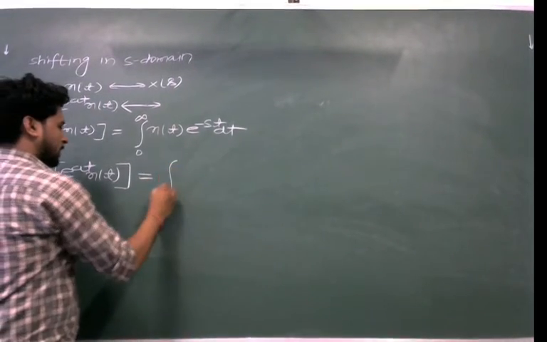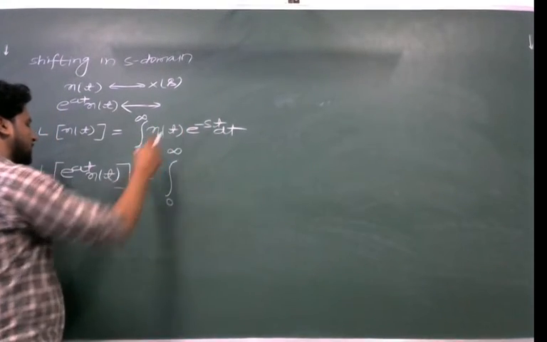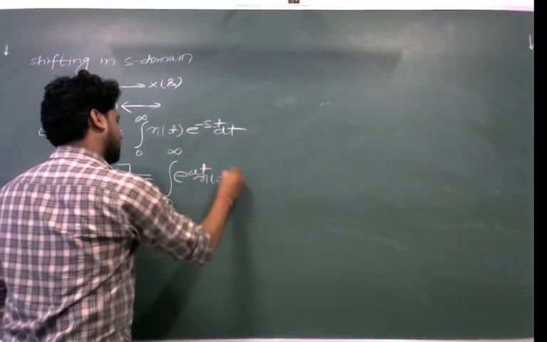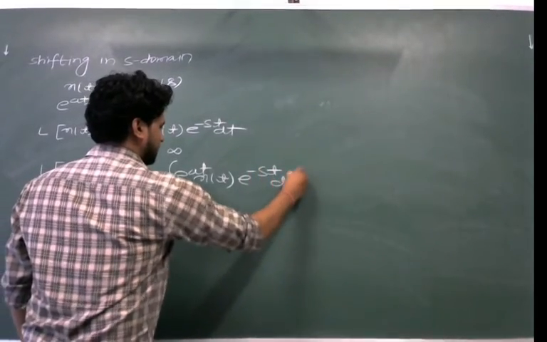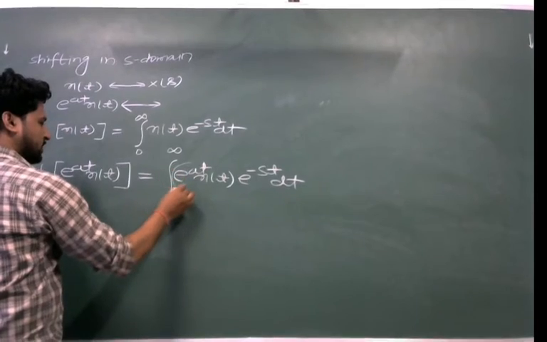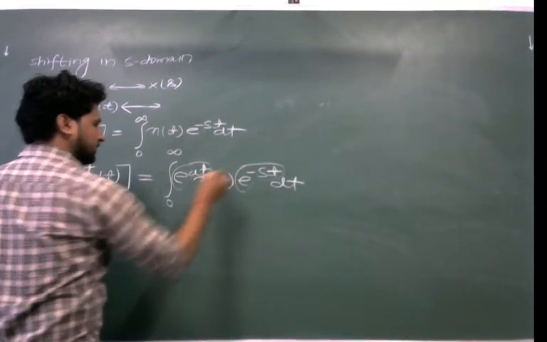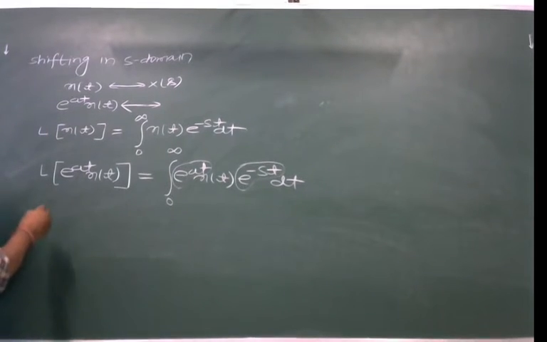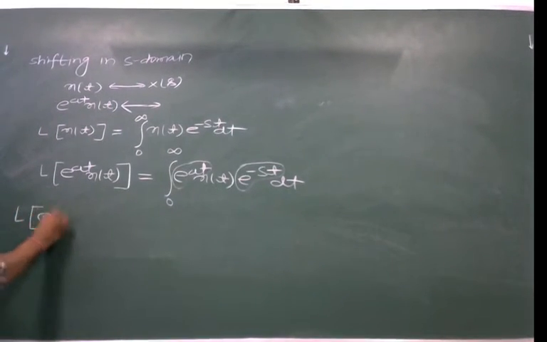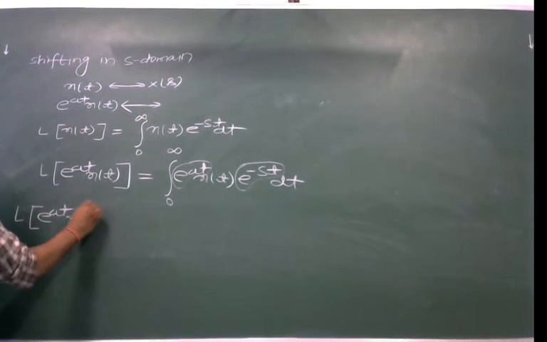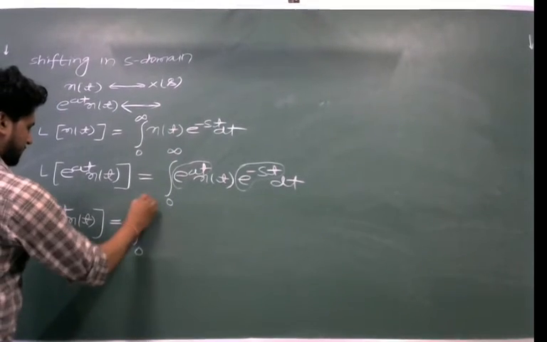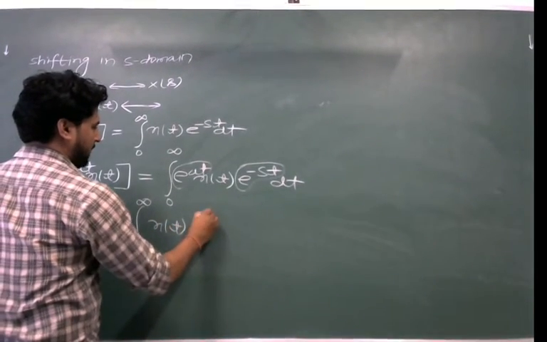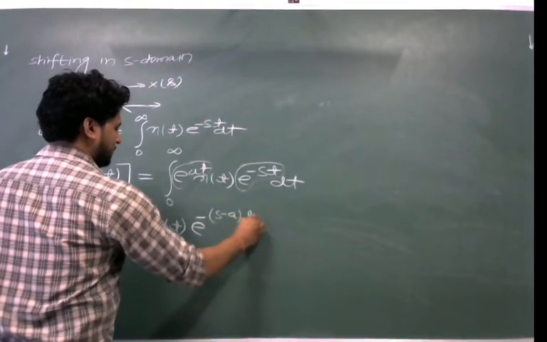This will become equal to the integration from 0 to infinity, in place of x of t, now I will put e power at x of t. So this will become e power at x of t e power minus st dt. Now combine both these terms, e power plus at into e power minus st. So the Laplace transform of x of t multiplied by e power at will be equal to the integral from 0 to infinity of x of t e power minus (s minus a) t dt.